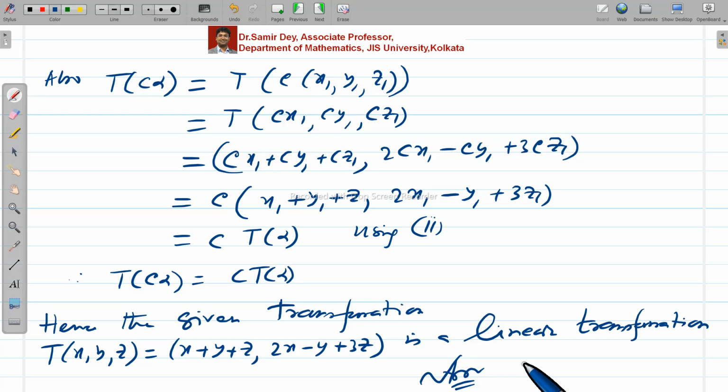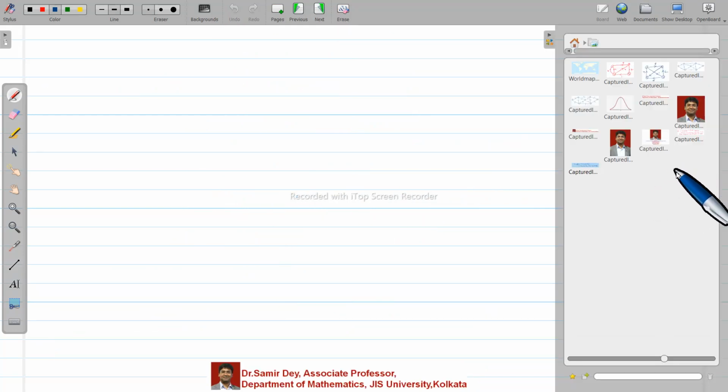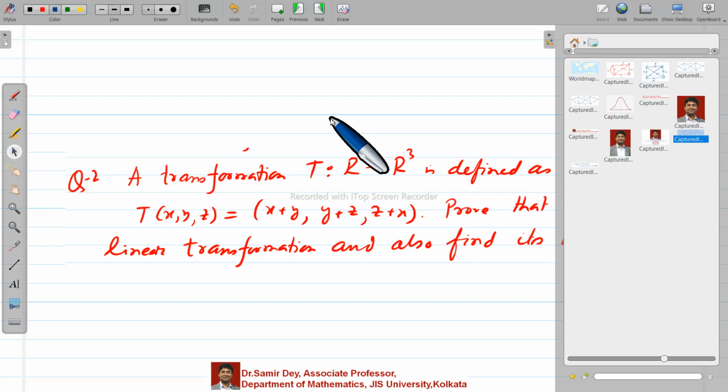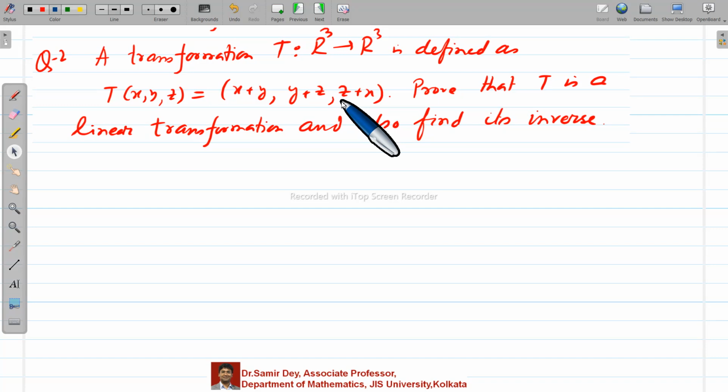So we need to prove both conditions: T of alpha plus beta is equal to T alpha plus T beta, and T of C alpha is equal to C T alpha. Now we are going to solve another interesting question from here. Another question. Now please try to understand.